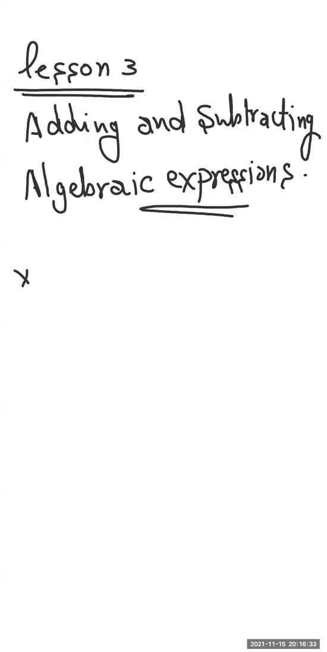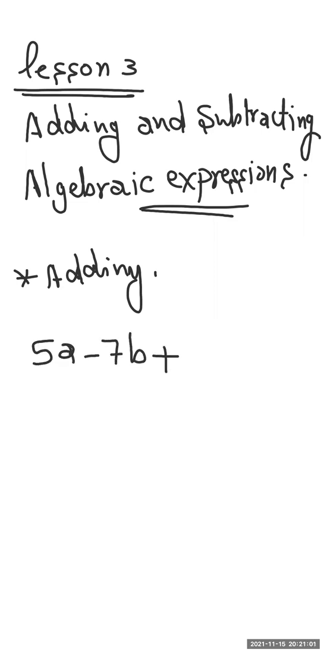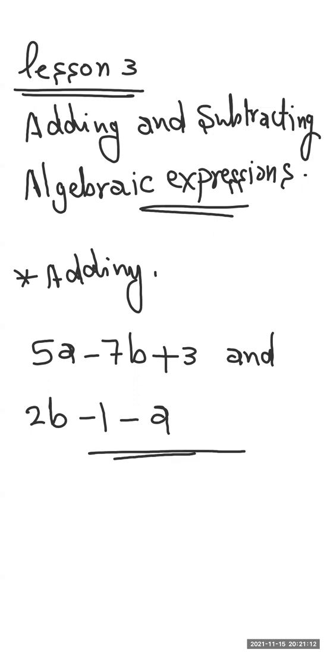First, the first operation is addition. If I want to add these two expressions, 5a minus 7b plus 3 and the other expression, 2b minus 1 minus a, how do we add these two expressions?